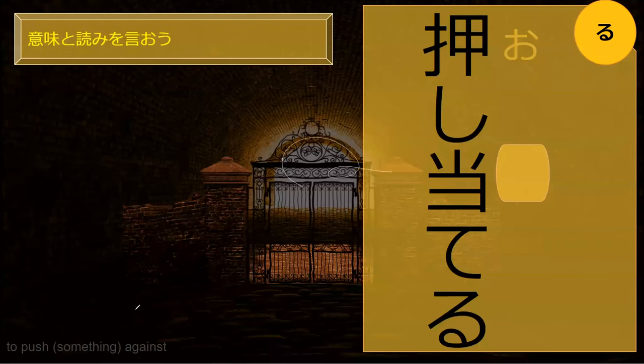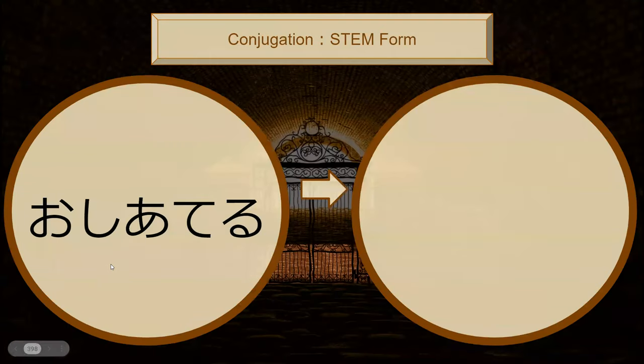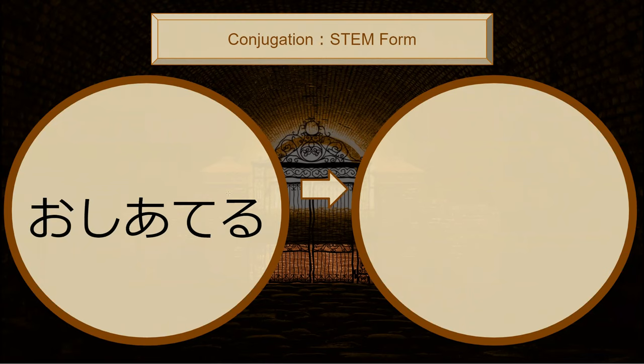Can you read this word for me? Hai, oshi atteru. This means to push something against something. Osu is to push, and atteru is to hit. So if you push it and it hits something, that's oshi atteru, which is a verb. What is the stem form of oshi atteru? Stem form is oshi atte. Perfect. So it looks a little bit like te form, but it's not. It is stem form. Oshi atte.